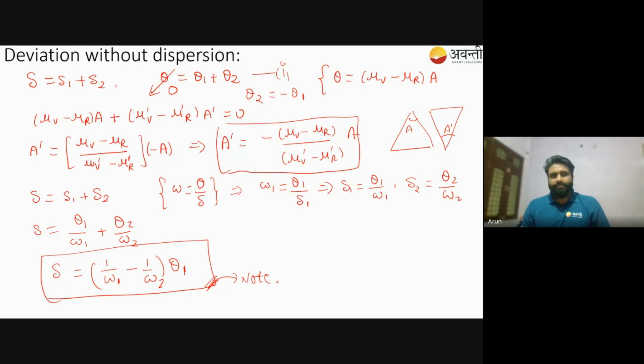These are very simple formulas. If I write the first formula over here, what is that? Theta is equal to omega 1 minus omega 2 into del 1. So in this formula, theta is replaced by delta, omega 1 is replaced by 1 by omega 1, omega 2 is replaced by 1 by omega 2, and del 1 is replaced by theta 1. Got it?